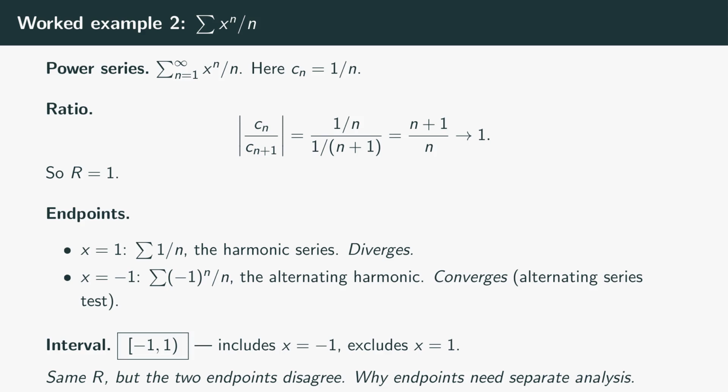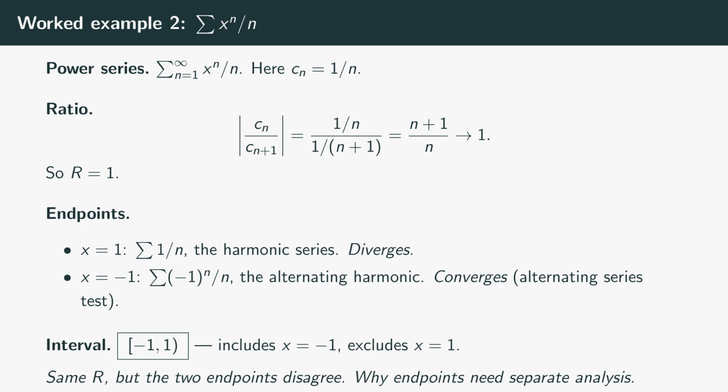Second example. The series, the sum of x to the n over n, starting from n equals 1 to avoid dividing by 0. Coefficients c sub n equals 1 over n. Ratio 1 over n divided by 1 over the quantity n plus 1 is the quantity n plus 1 over n, which tends to 1. So r equals 1. Series converges absolutely for the absolute value of x less than 1, diverges for the absolute value of x greater than 1.